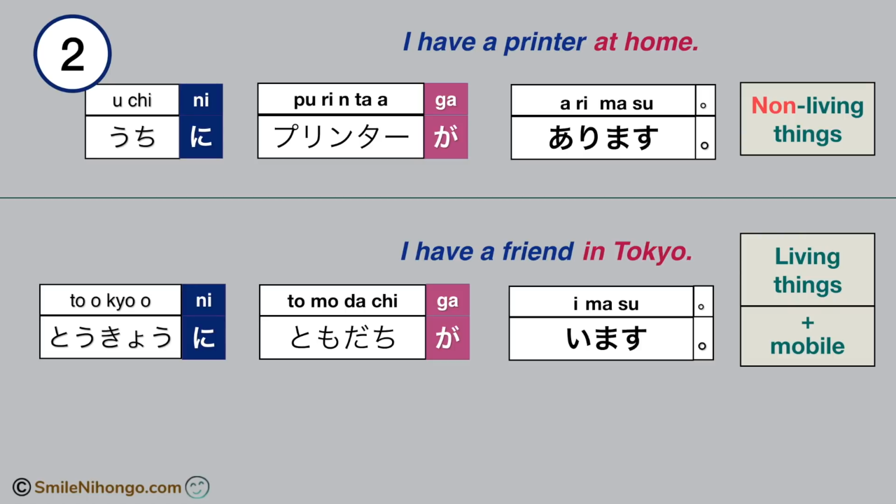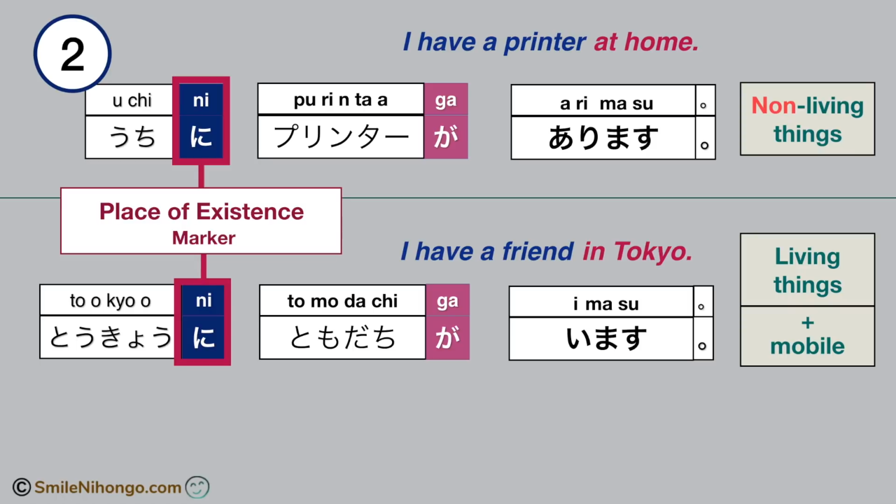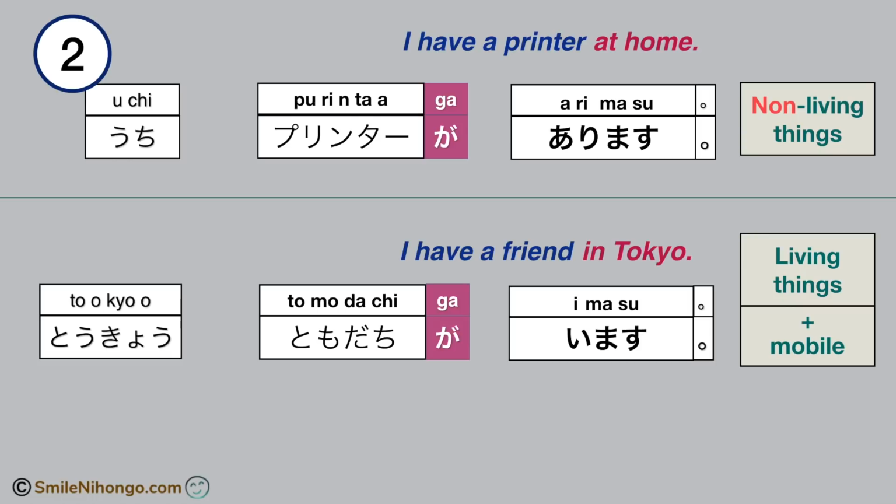This に is a new function of this particle for you in this lesson. And here, it's the place of existence marker. When you have あります or います in your sentence, be sure to mark the place with the particle に. You cannot use the particle で here, okay?